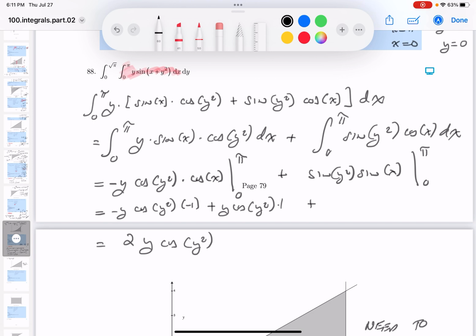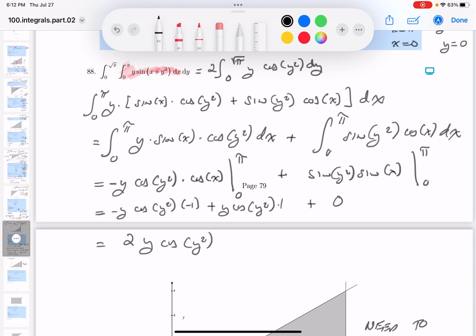And again, this is the x, so the sine of pi is 0, and the sine of 0 is 0. So that's 0. That was easy. All right, so let's write this down now. And what do you get over here? You get 0 to root pi, and then I can pull a 2 out, and I get y cosine y squared dy. Right, the question is, can I integrate that? And it looks like it's doable.